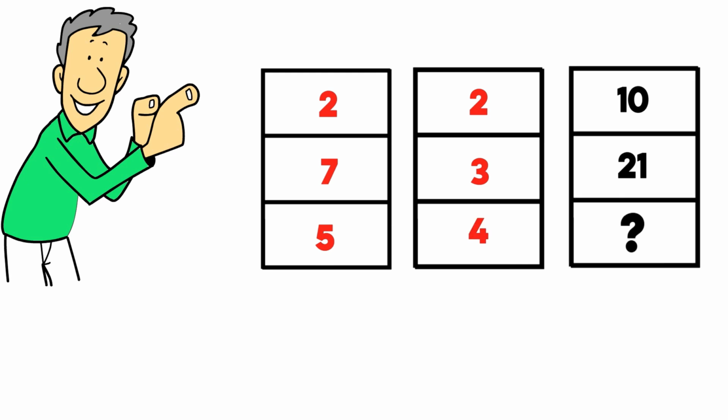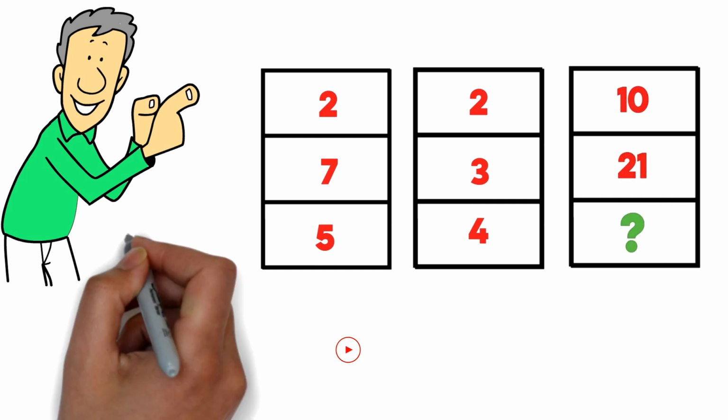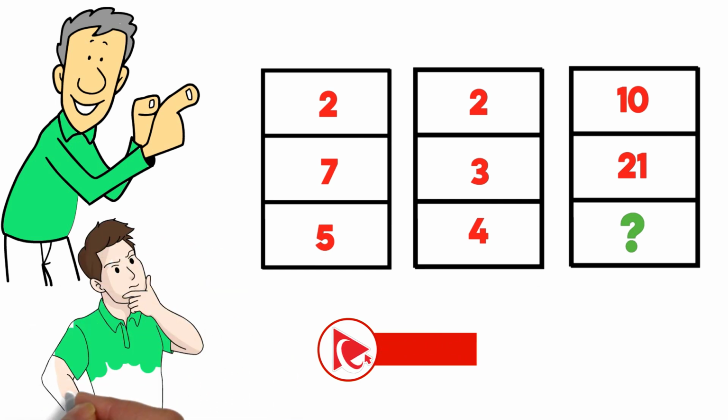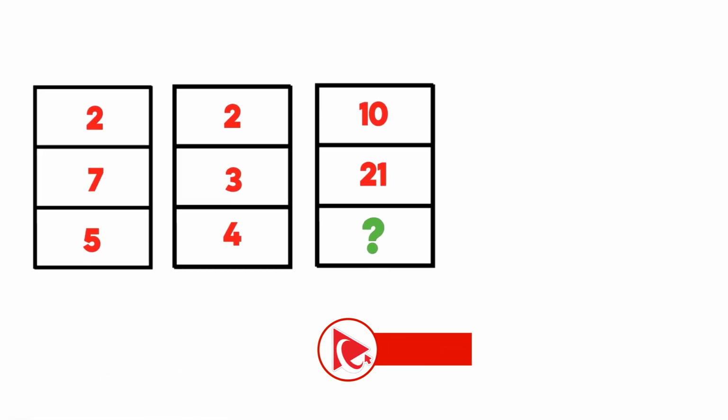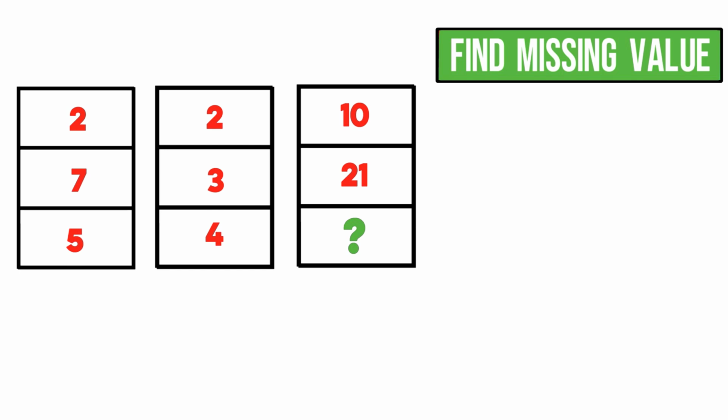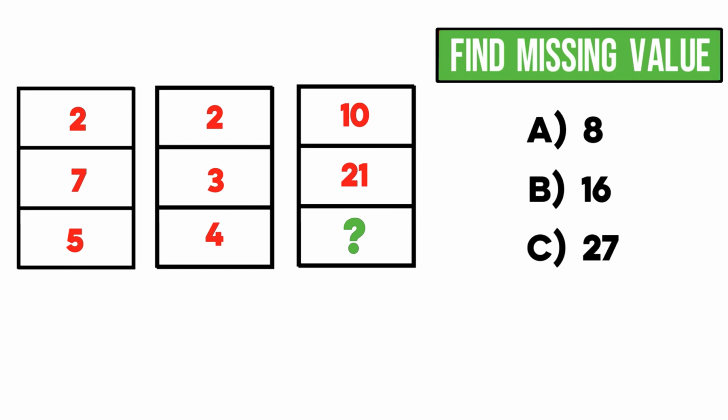rightmost column, column number 3, we see numbers 10, 21, and then one number missing. You need to find the missing value, which is highlighted by question mark. You have 4 choices to choose from. Choice A, 8. Choice B, 16. Choice C, 27. And choice D, 36.